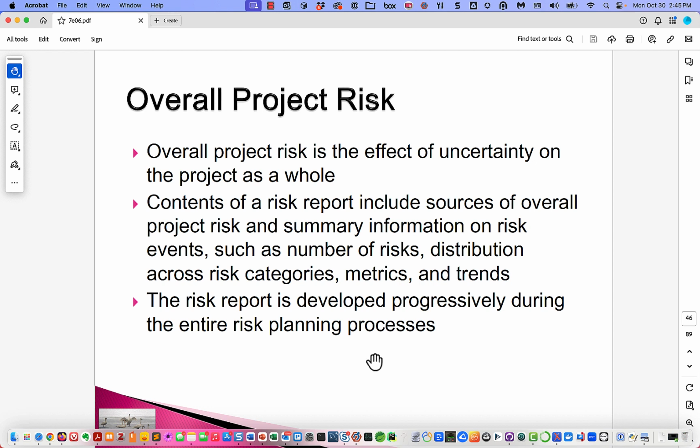We also talk about overall project risk. So, overall project risk is the effect of uncertainty on the project as a whole. Contents of a risk report include sources of overall project risk and summary information on risk events, such as the number of risks, distribution across risk categories, metrics, and trends. The risk report is developed progressively during the entire risk planning process.